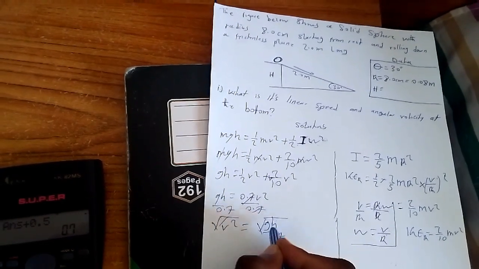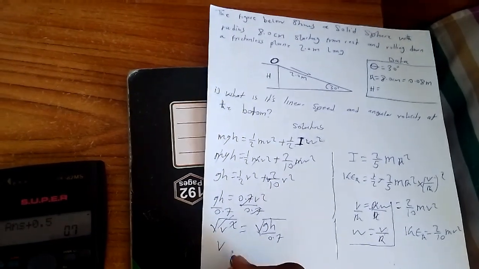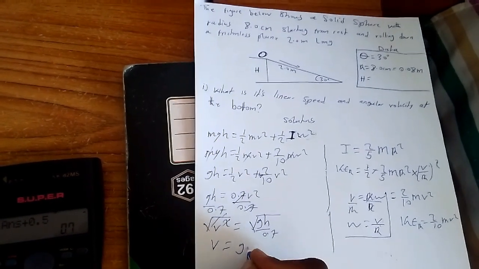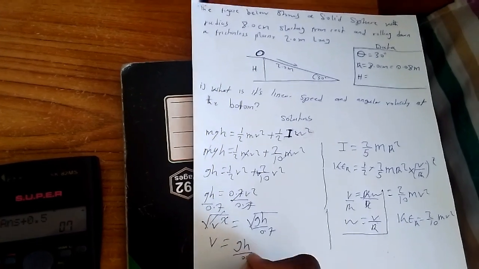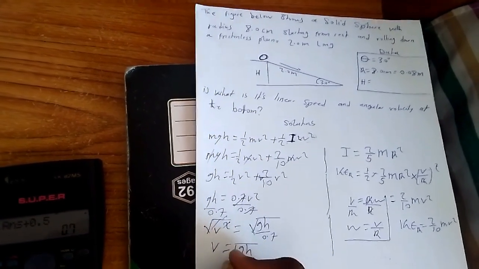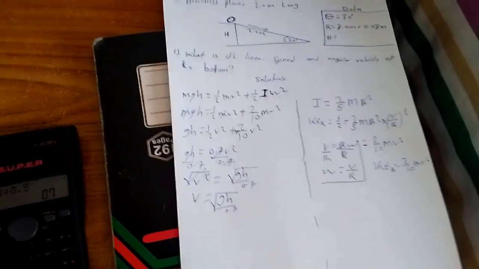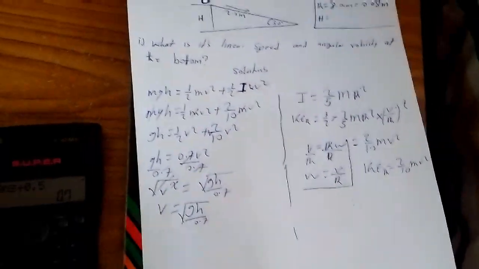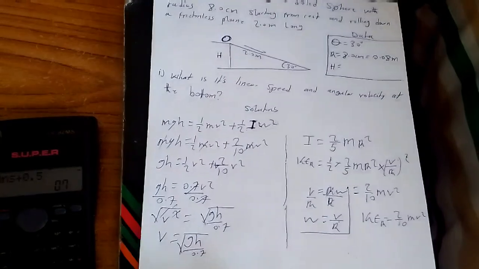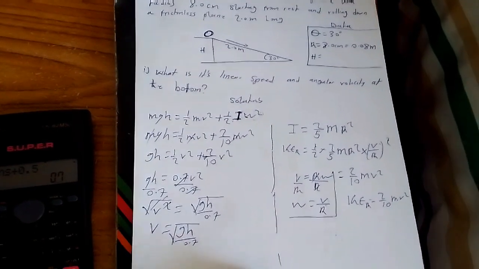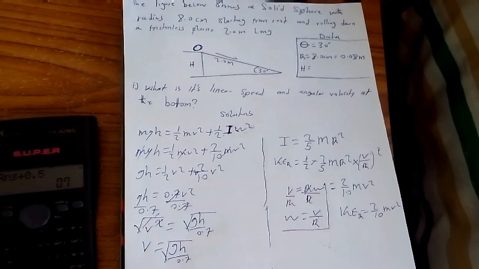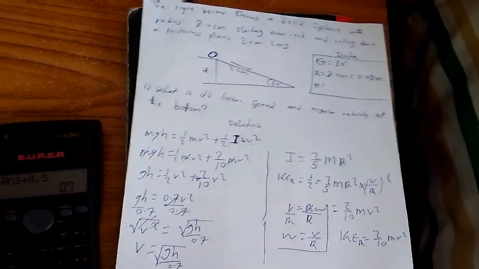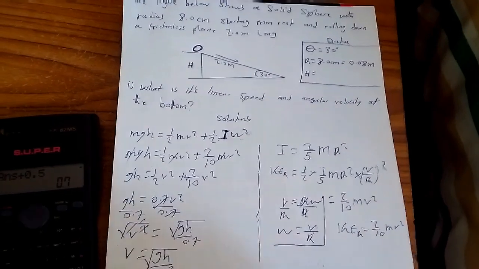This and that, this and this will cancel. Then v will be equal to gh over 0.7, squared. So now, what will be our height? Our height is here. So here we are going to use the grade 10 principle. I know you are much familiar with this.